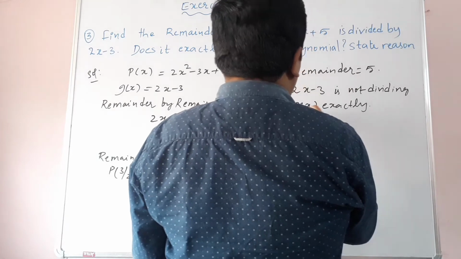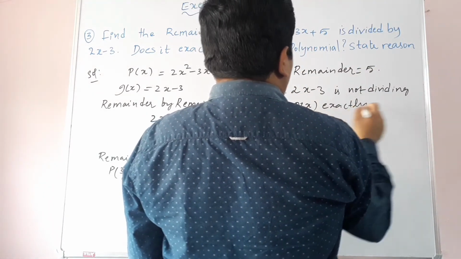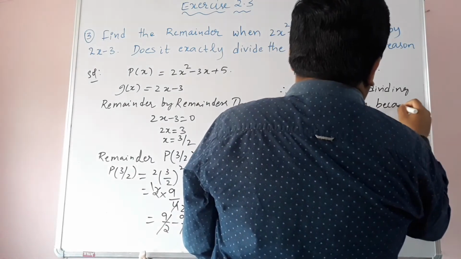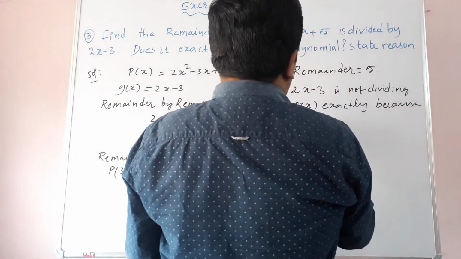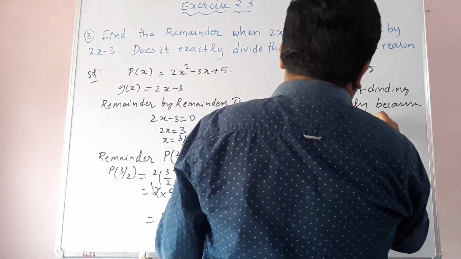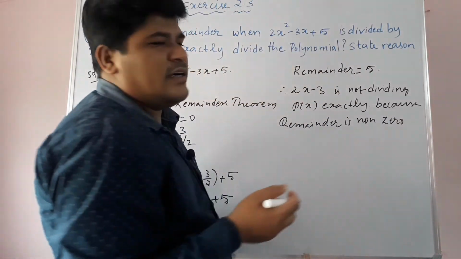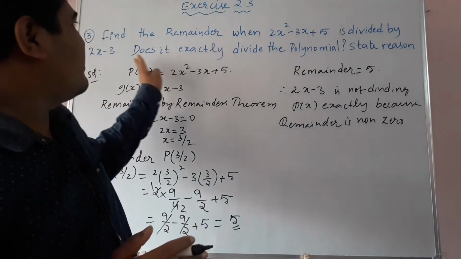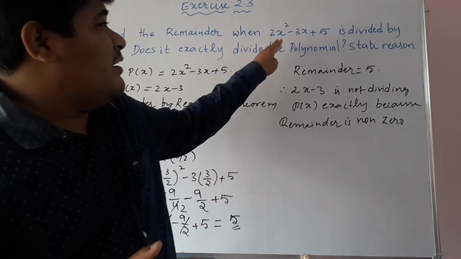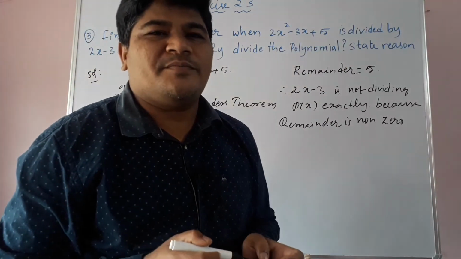So reason, state reason they mentioned. Because the remainder is non-zero. Okay, the remainder is non-zero. That is the reason 2x minus 3 is not dividing 2x square minus 3x plus 5 exactly.